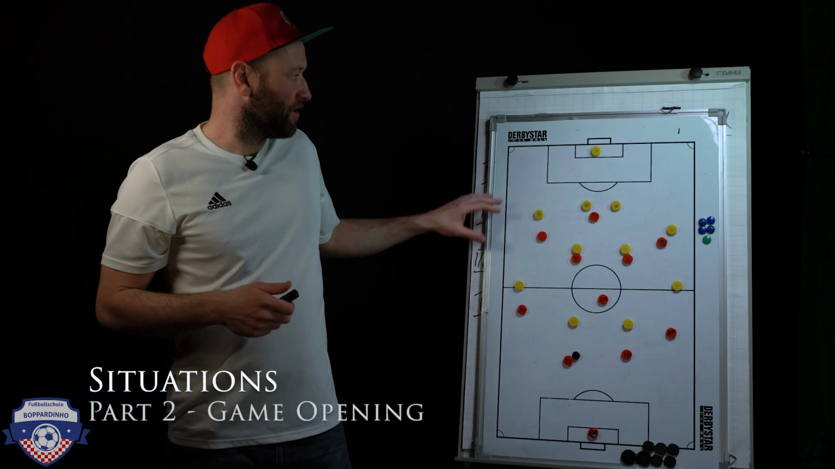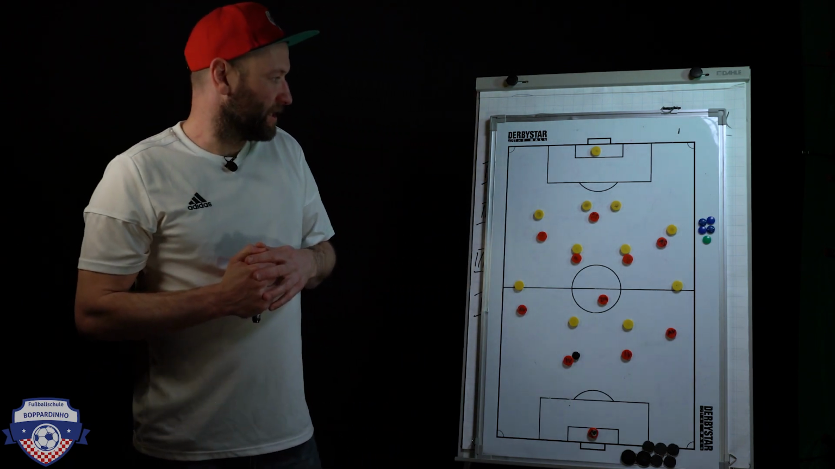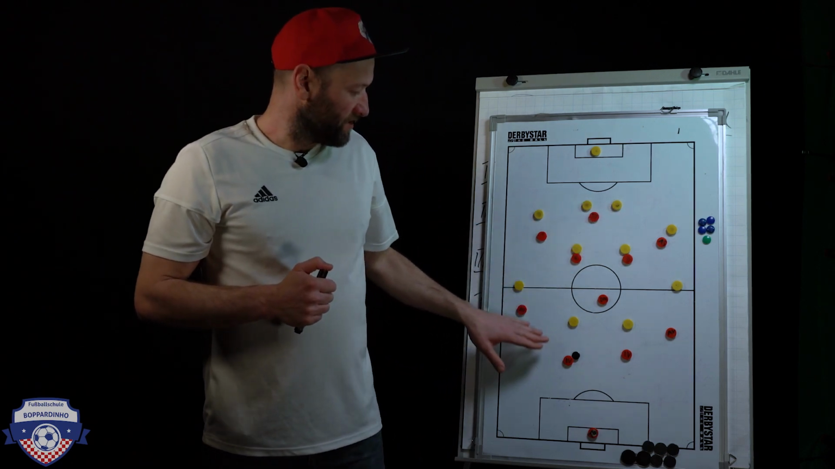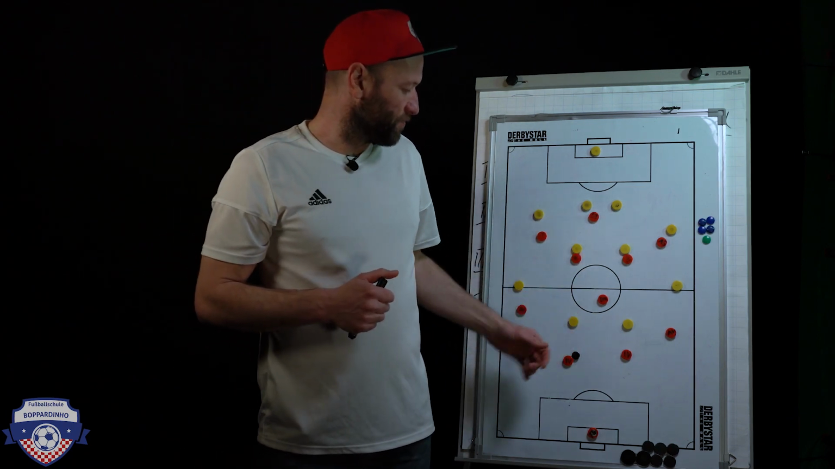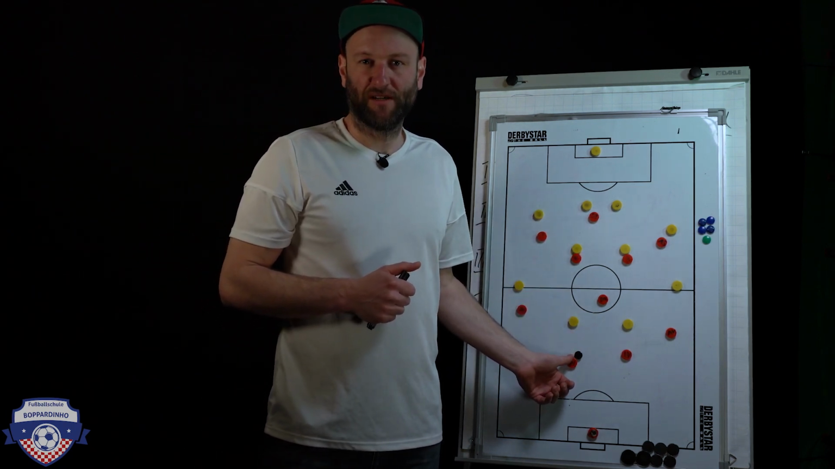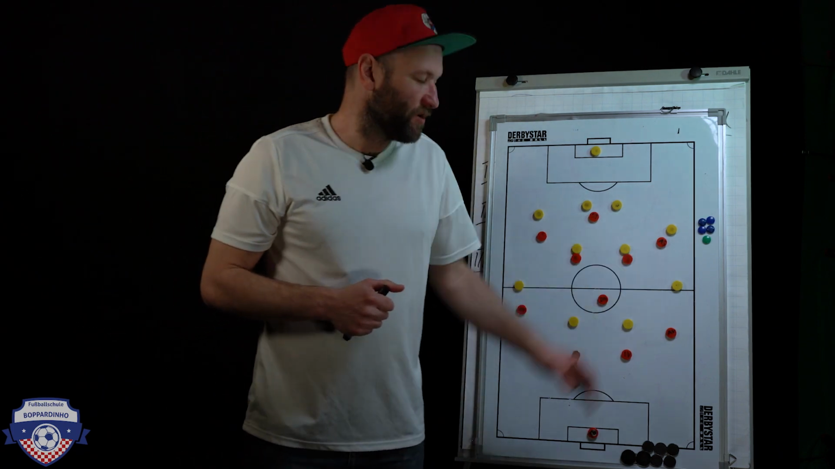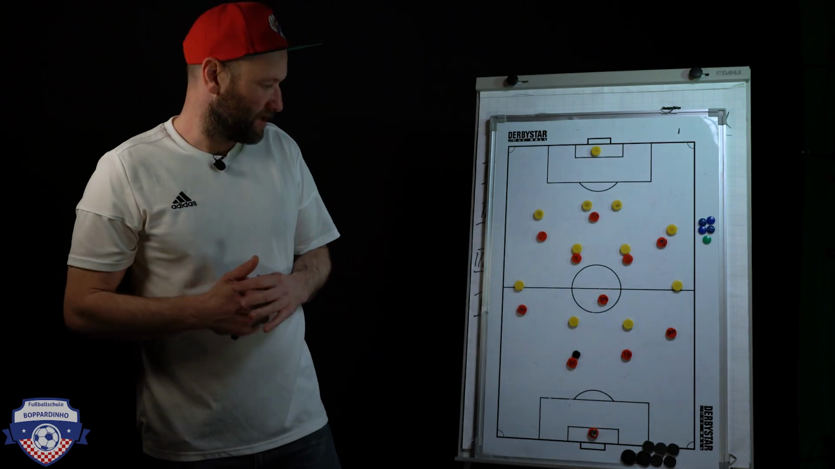As I told you before, we will show this also on the tactic table. And we have a situation here, which means we have a 4-3-3 against the 4-4-2 of the opponent. Our team, our coaching team, is the red one. We have the ball here, and I will show you how often this situation will occur in the game.